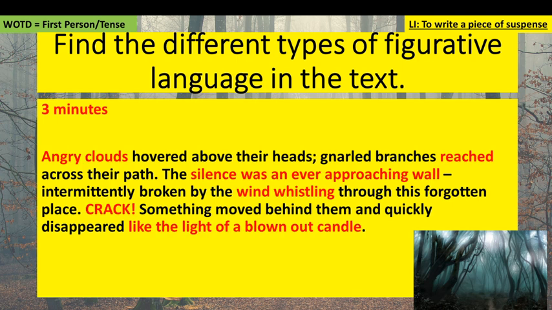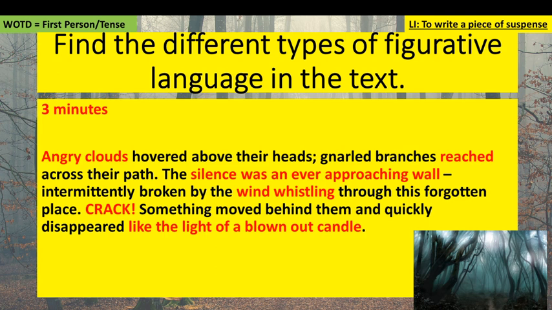I have highlighted the figurative language here in red. So I'm just going to go through the 6 different types of figurative language we have used here. So we have angry clouds, and hopefully you know that that is pathetic fallacy. So I've given those clouds a human emotion, so that's pathetic fallacy. Then we have gnarled branches reaching across their path. Branches cannot reach, that is a human action. So that's a type of personification.